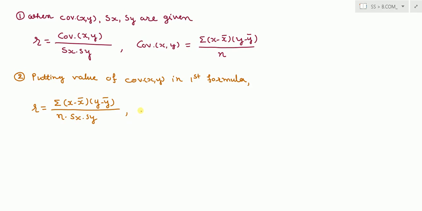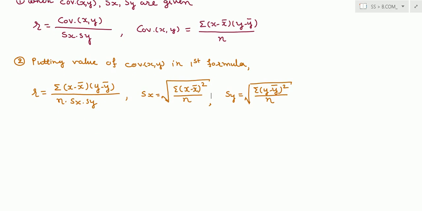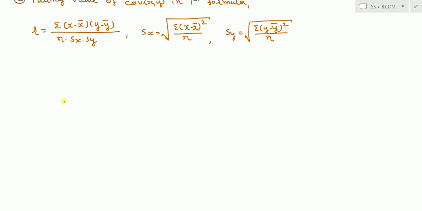Where sx is equals to standard deviation of x, under root of sigma x minus x bar whole square upon n, and sy equals to under root of sigma y minus y bar whole square upon n. Okay, this is sx and sy. Now we are putting value of sx and sy in our second equation, and we will get our third formula.